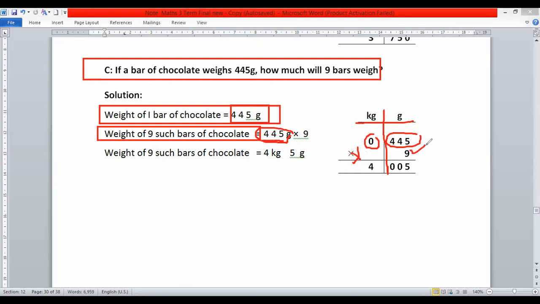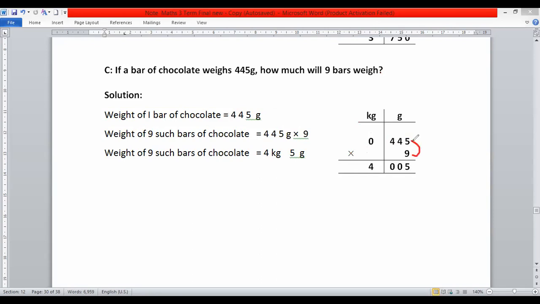And then multiply by 9. 9 fives are 45. 9 multiplied by 5, 45. Write 5 and carry 4. 9 fours are 36 plus 4, 40.